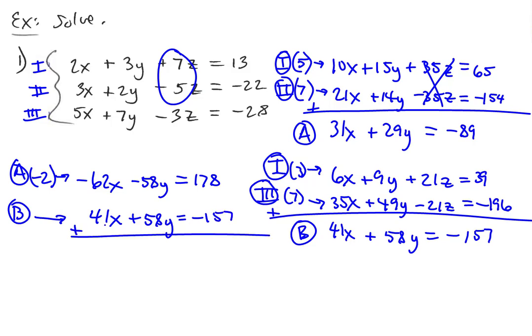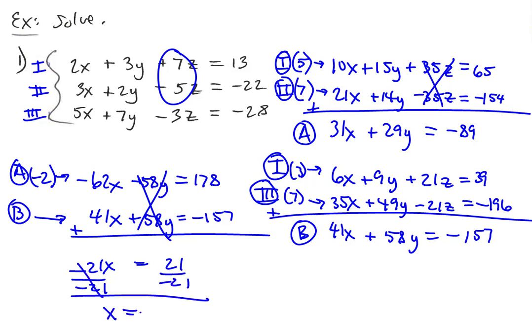If I now just add these terms to eliminate, notice the y's are gone. That's the whole point. We end up with negative 21x equals a positive 21. That's looking good. We'll just divide by negative 21 on both sides. And that leaves us with x equals negative 1. So there we go. We actually found one of our values already.